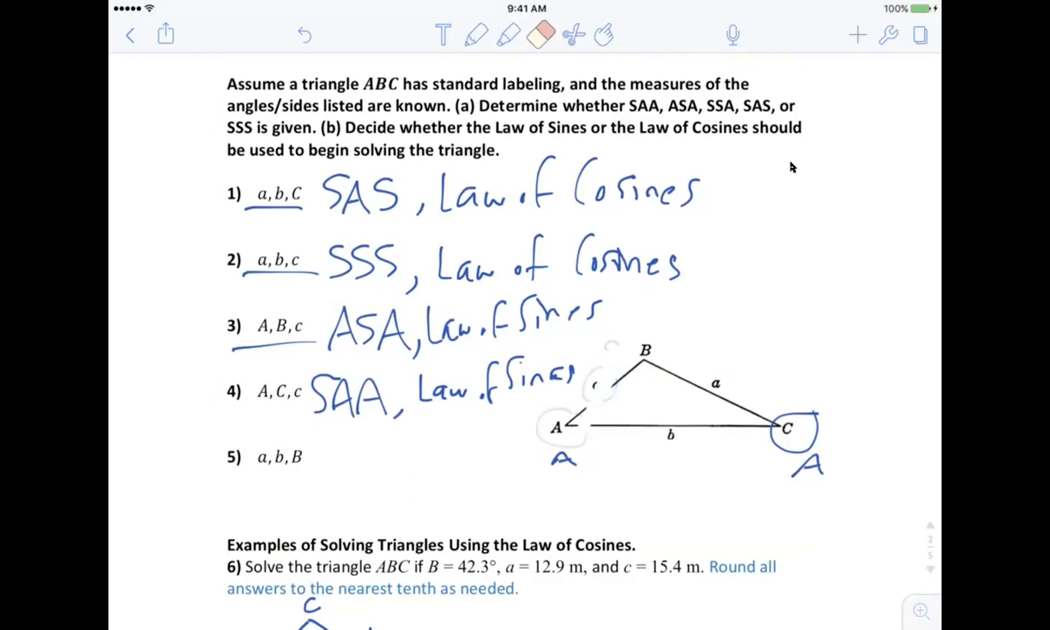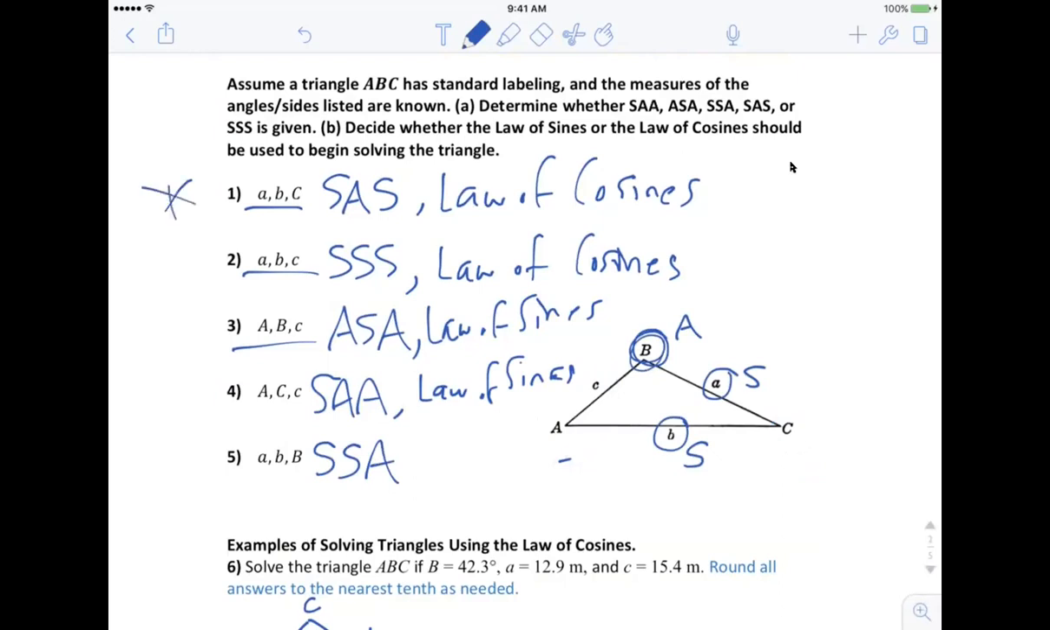Finally, we have a, b, and angle B. If I circle those, that's 2 sides and an angle. We call that side, side, angle, because the angle is not between the 2 sides. It's on the outside. That's a different case than side, angle, side, like number 1. If we knew angle C, that would be side, angle, side. But because we know angle B, it's side, side, angle. And side-side-angle is that ambiguous case that we saw last section. That's the law of sines.